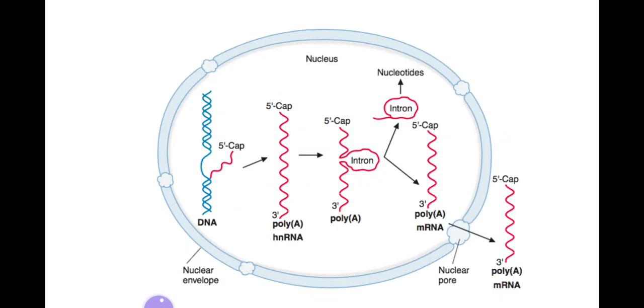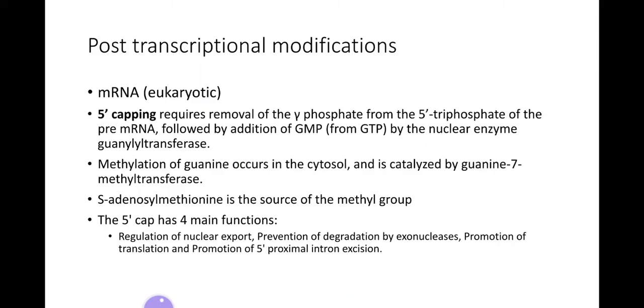Now the mRNA. mRNA is synthesized in the nucleus by RNA polymerase 2, and when it is synthesized, it is called the heterogeneous nuclear RNA.